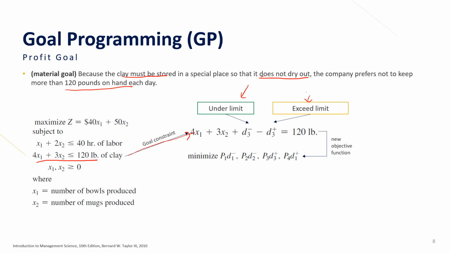Of course, we want to minimize this one. We don't want to exceed 120, right? So it becomes P1 d1 minus, P2 d2 minus, and then P3 d3 plus, the one that we minimize this time, and then this one also from the previous one. Okay, this will plug in here, and then this will change the new constraint.